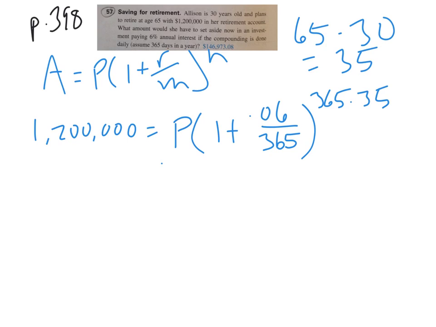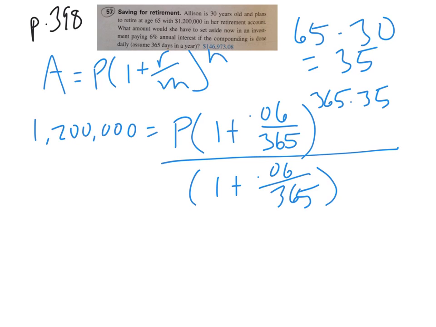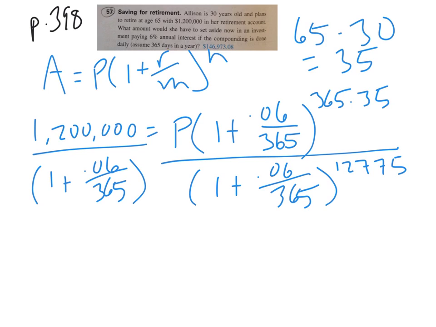So either way, we want to solve for P, so we're just going to divide by this whole number, the 1 plus 0.06 over 365. And if you multiply those two numbers out, by the way, I got 12,775. And this whole number is what we're dividing by over here. Sorry, I got a little messy there. Alright, it all cancels out here. P is about equal to whatever you get out of this, which I have to do still, so bear with me.